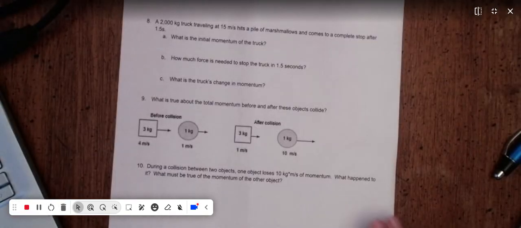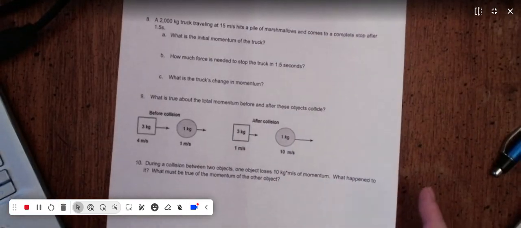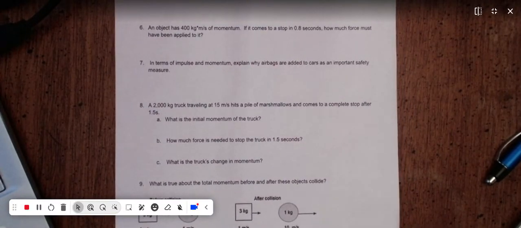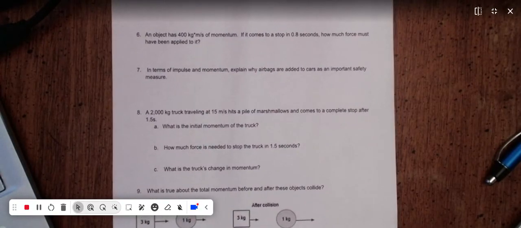Okay, let's get the rest of the study guide done. Alright, so an object has 400 kilograms of momentum. If it comes to a stop in 0.8 seconds, how much force must have been applied to it?